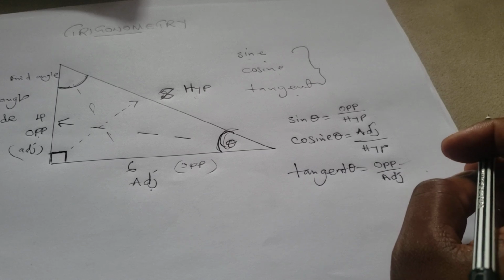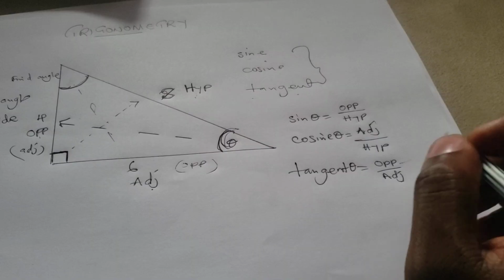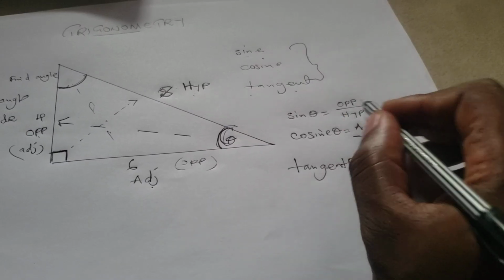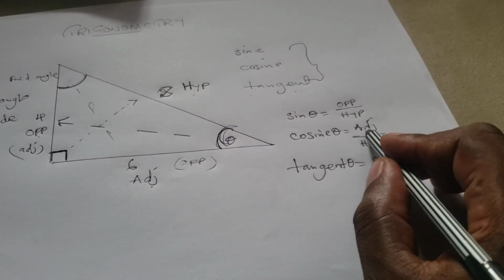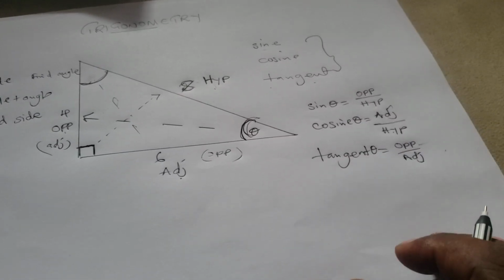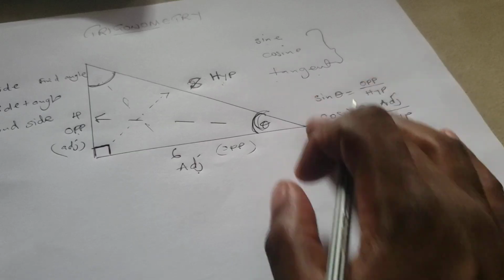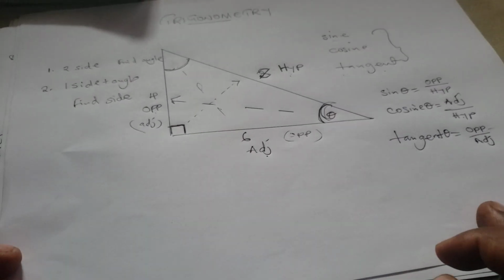All right? And cos doesn't have opposite. So sine has opposite over hypotenuse, cos has adjacent over hypotenuse, and tangent is opposite over adjacent. It is from these characteristics that they came up with a mnemonic.